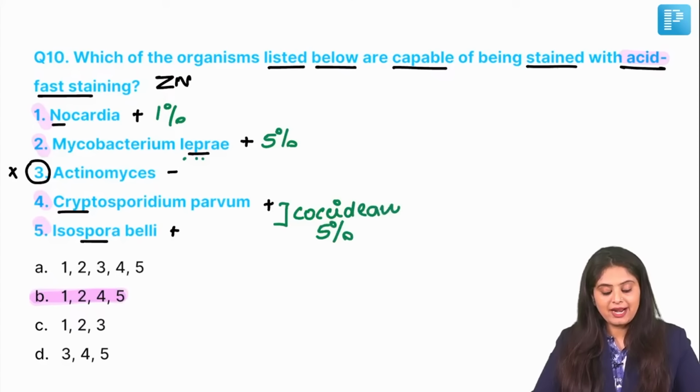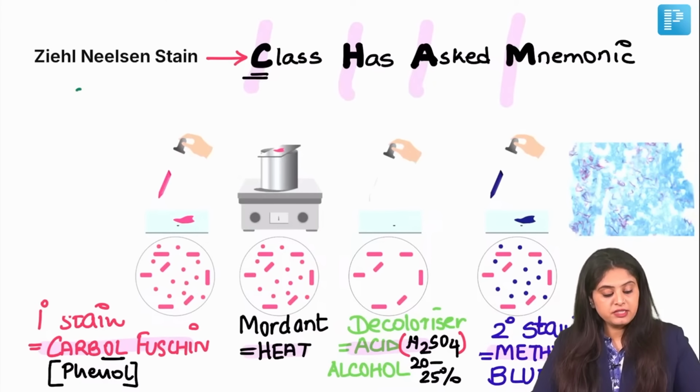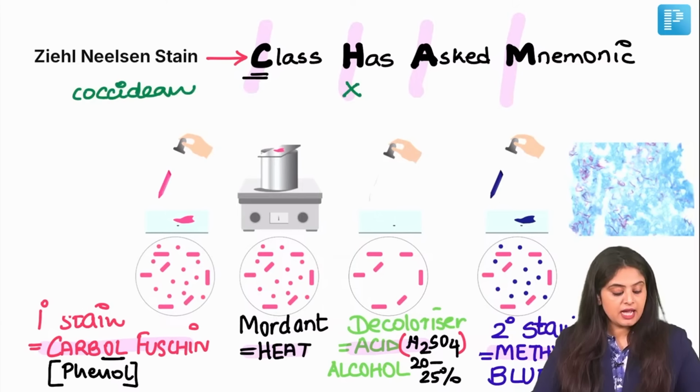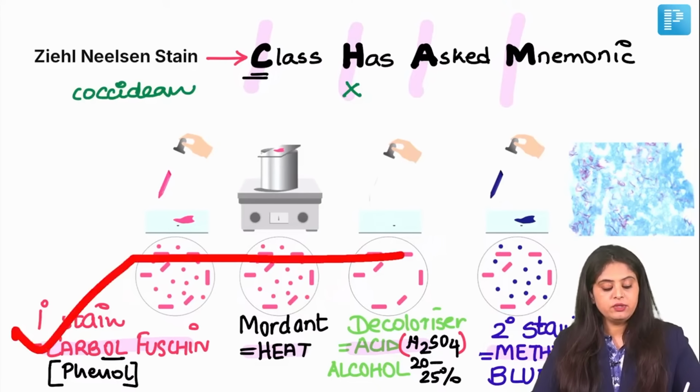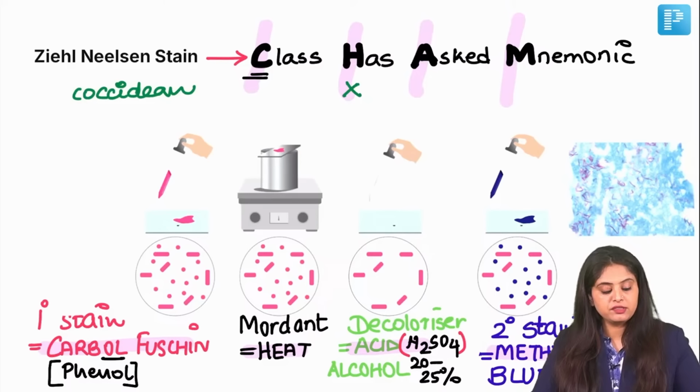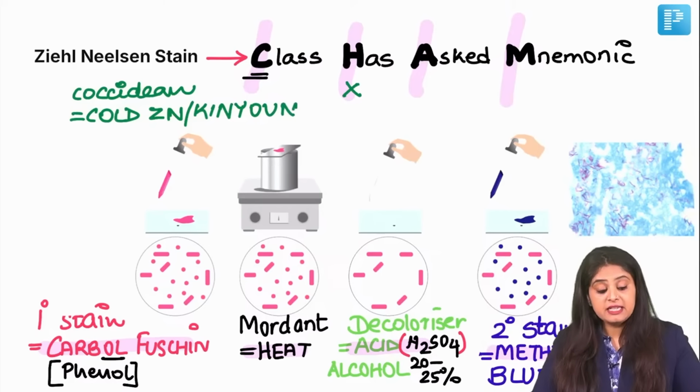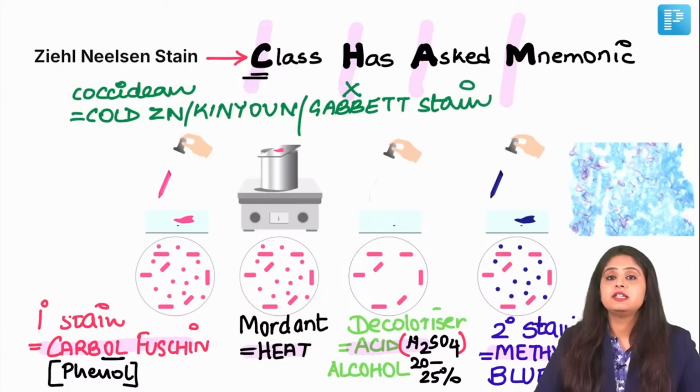But now I want to add something. In coccidian parasite, the only change is not 5%. The change is that I don't heat. I do carbol fuchsin, then I do decolorizer, and then I do methylene blue. I skip this test. So in coccidian parasites, can I say I do a special type of stain called the cold Zn stain, also known as Kinyoun stain. Tell me the third name for INI-CET other than Kinyoun stain. It is known to be the Gabbett stain. Cold Zn stain, Kinyoun stain, Gabbett stain.